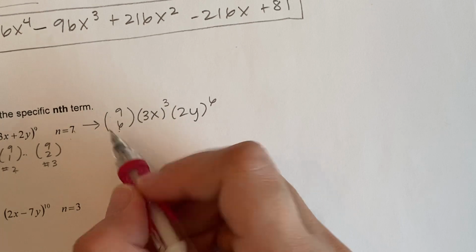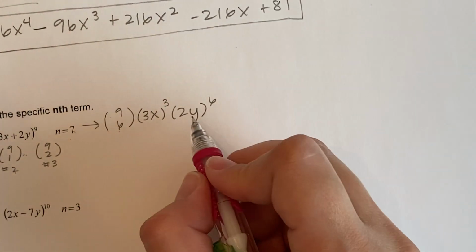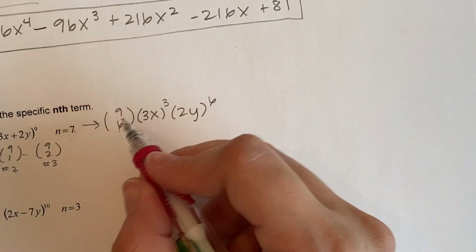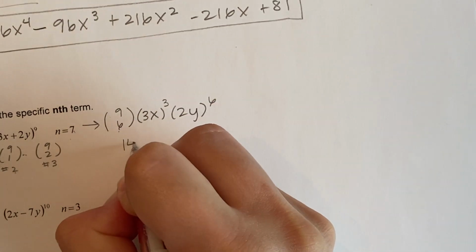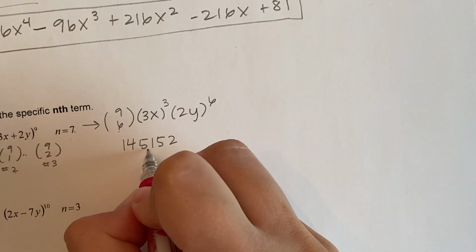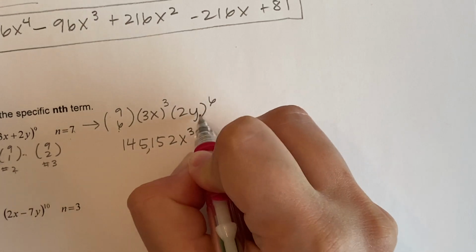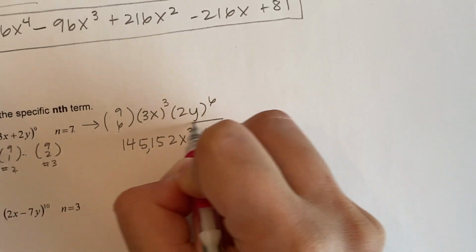So a combination of 9 choose 6 times 3 cubed times 2 to the 6th power. I'm going to type in all of that. And that's the number that I got. And it'll just be x to the 3rd, y to the 6th.